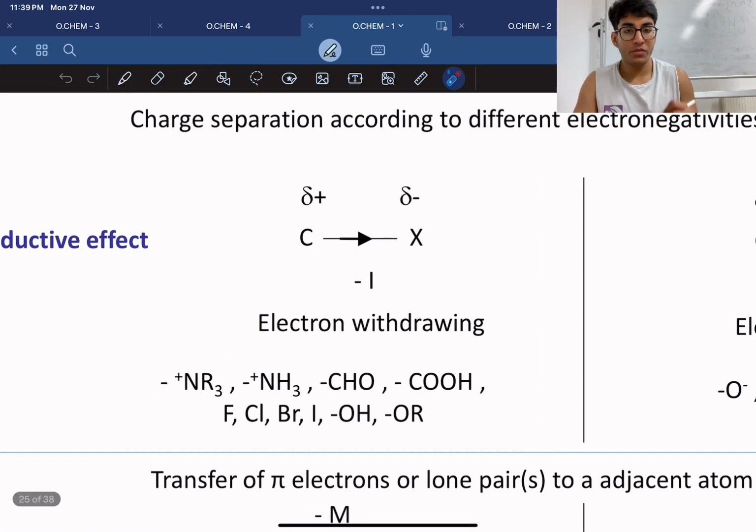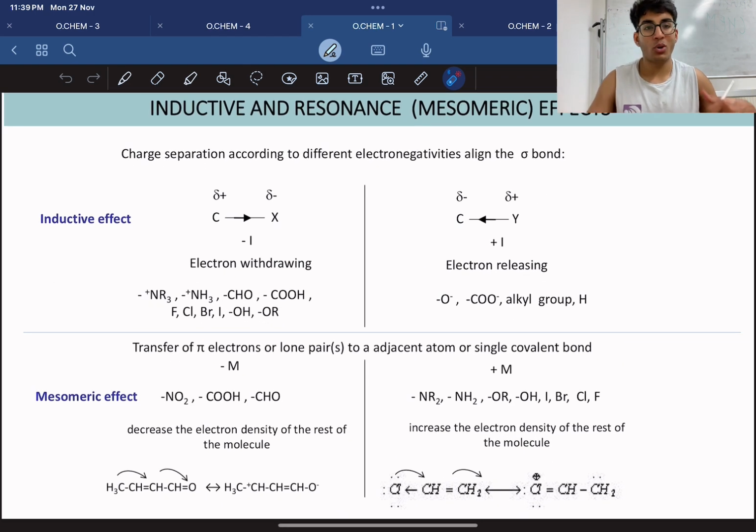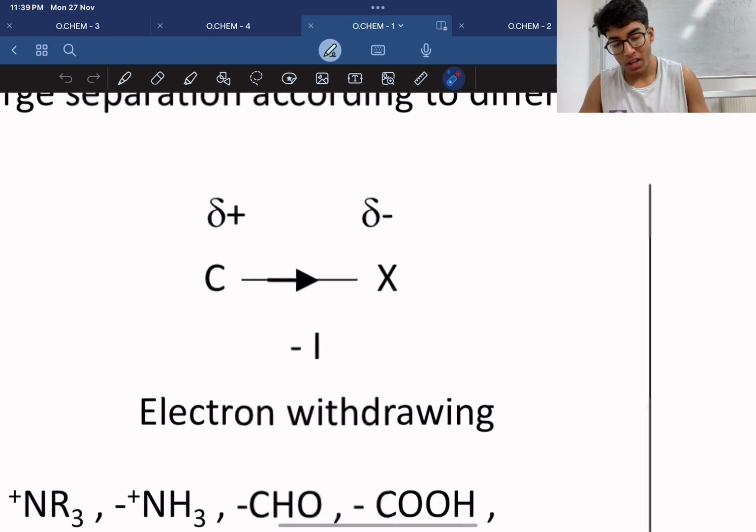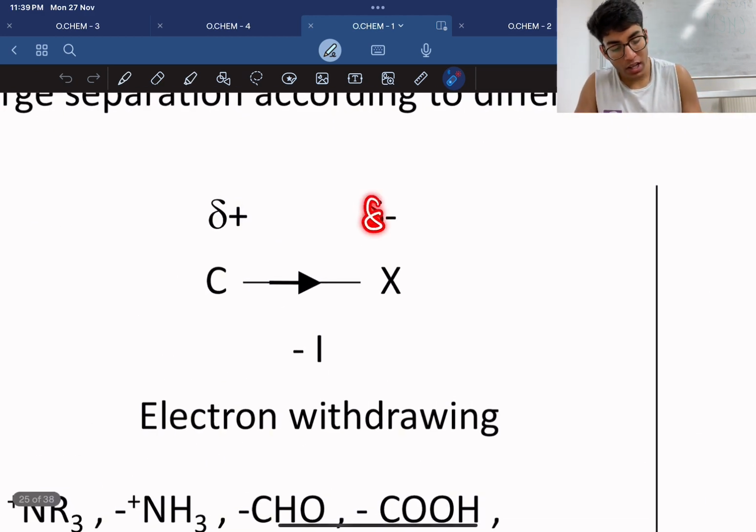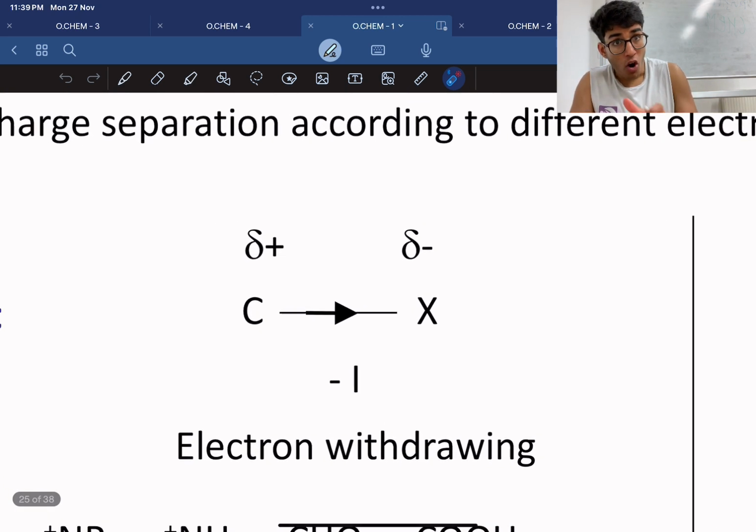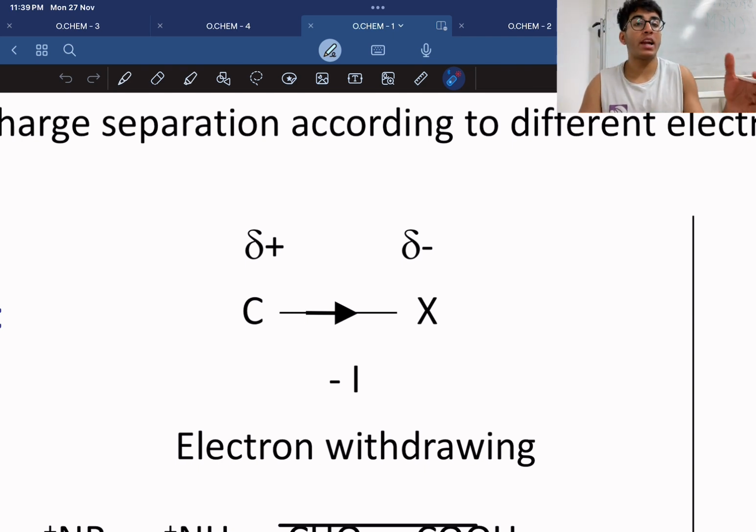So clearly there are two types: electron withdrawing and electron releasing. What does this mean? Look at this. Partially, this is the bond. C is attached to X, and like I explained, a partially negative and a partially positive charge is produced. This is the movement of electrons towards the more electronegative element.